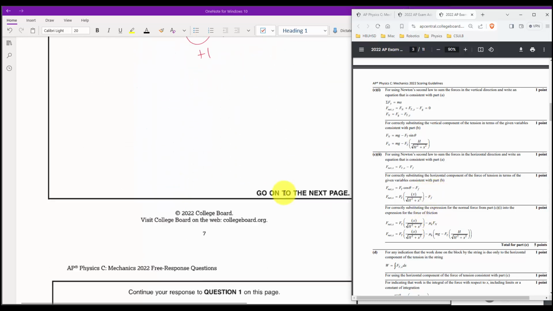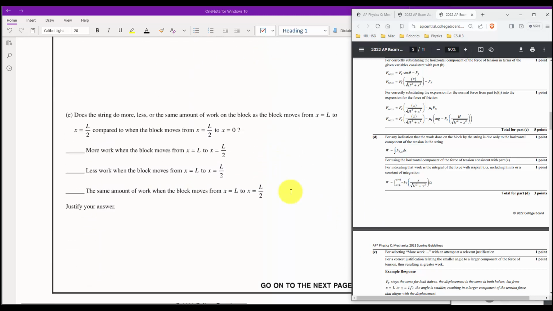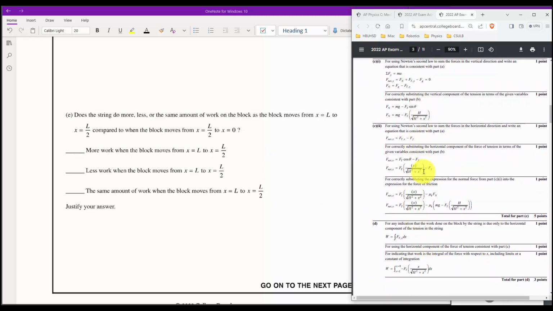And then part D, I wrote down that we're gonna do the x component of the tension, dx, so I said dr here, but I don't know, I think that would be worth a point for using the horizontal component of the force of tension. This is either 1 or 2 points right here. That's not bad. And then I didn't even look at this one, so we're not even gonna look at it, but it seemed like all these required some sort of substitution in for the angle theta.